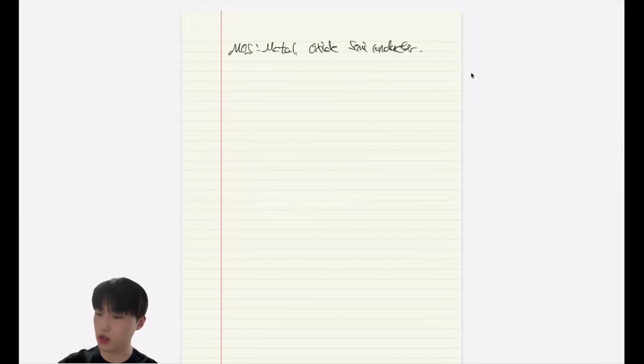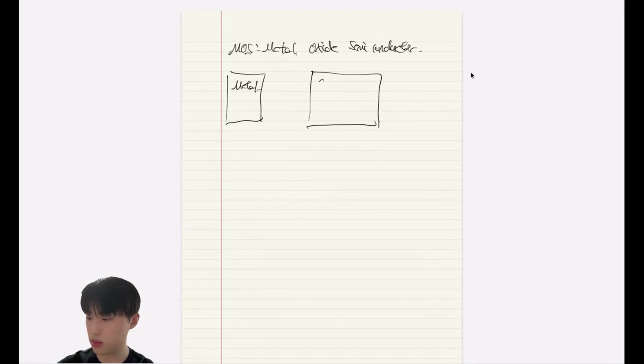Here's the metal part, and this part is the semiconductor part. And between the metal and the semiconductor, we use an oxide. And this is the simple picture of the MOS. We call the metal part the gate, and the oxide part.